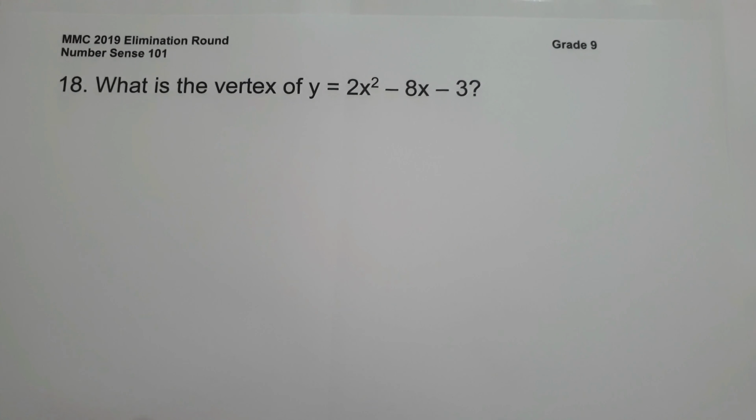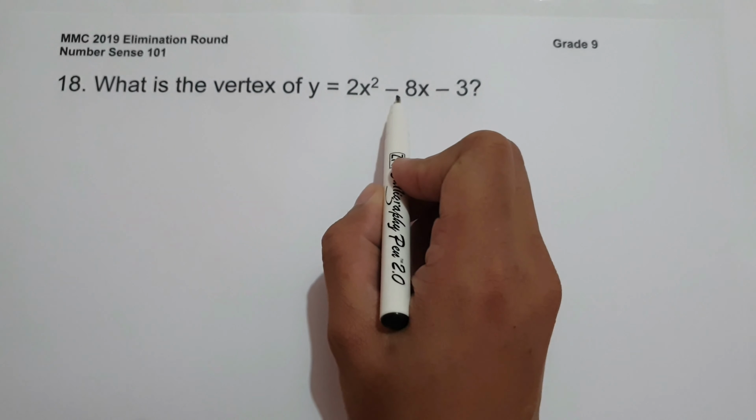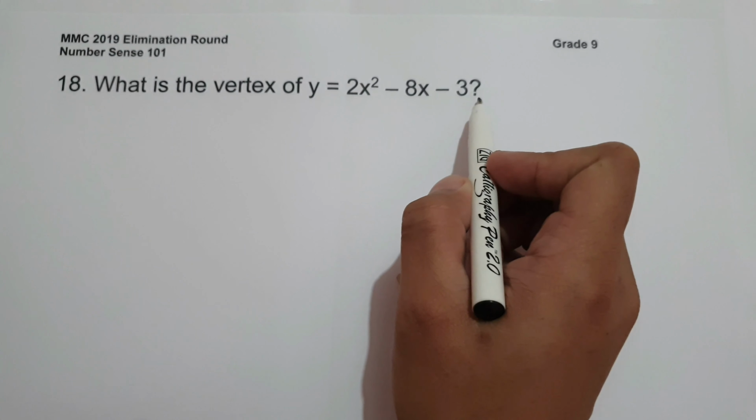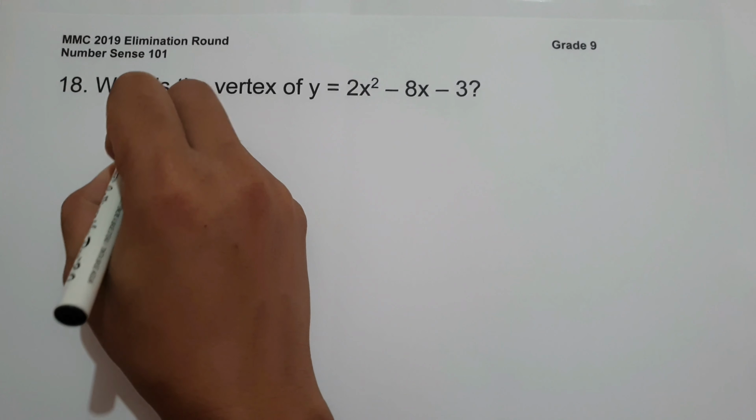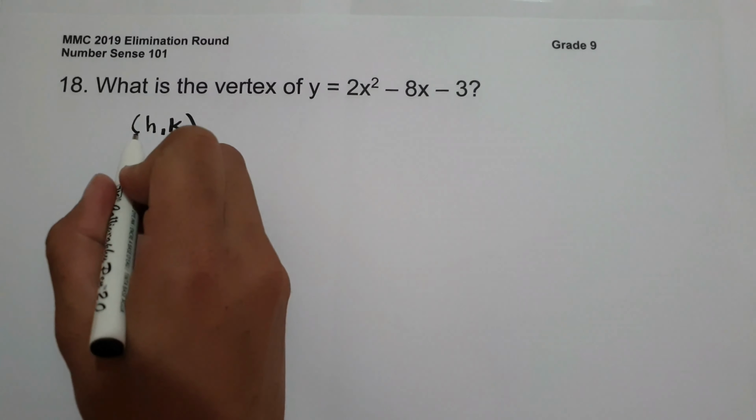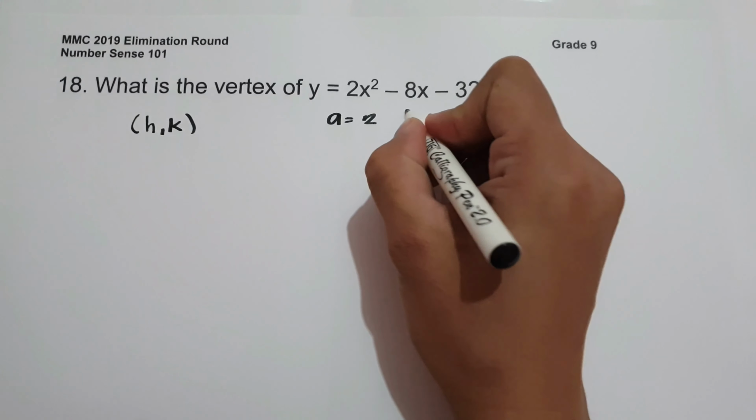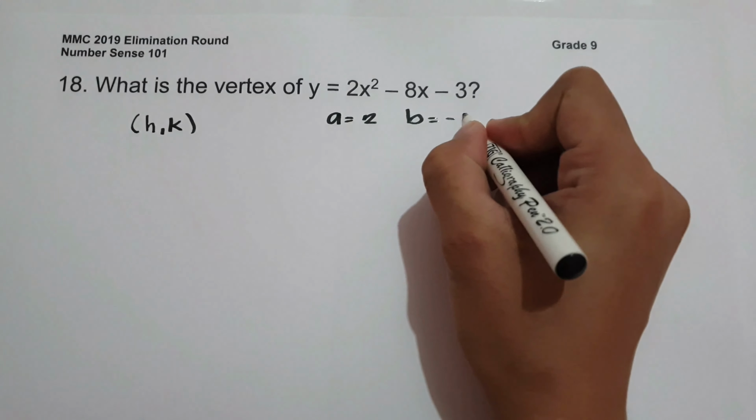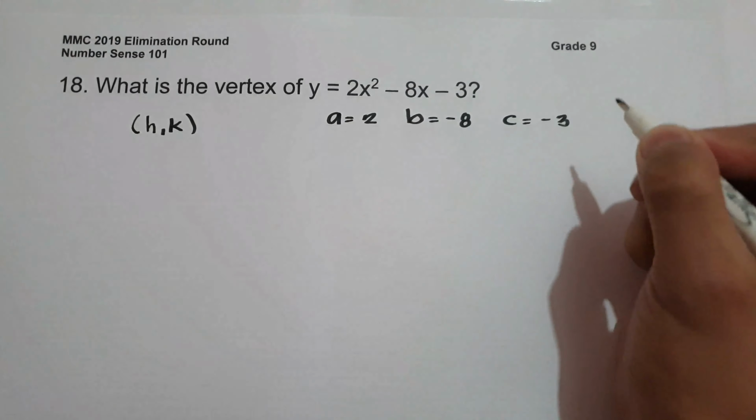For number 18, what is the vertex of y equals 2x squared minus 8x minus 3? Since we are talking about vertex, that is h and k, and to find h and k, let us identify the value of a, that is 2, the value of b, that is negative 8, and the value of c, that is negative 3.